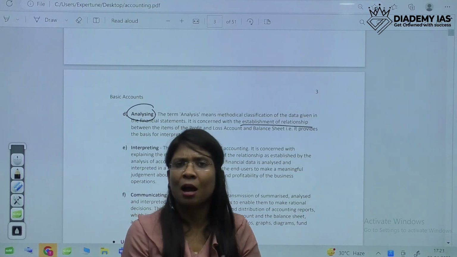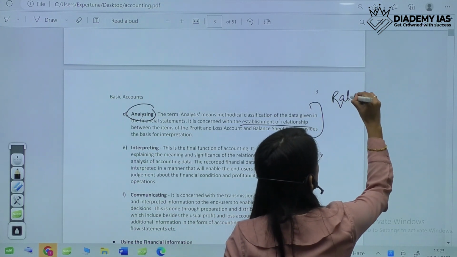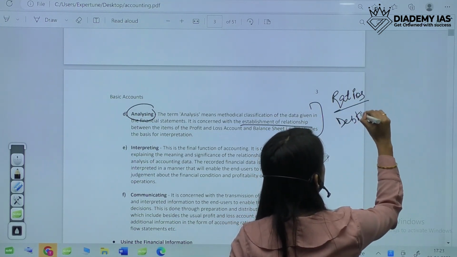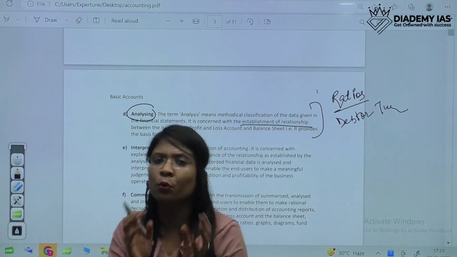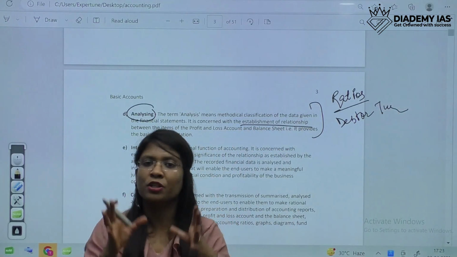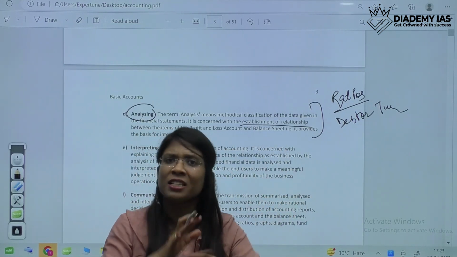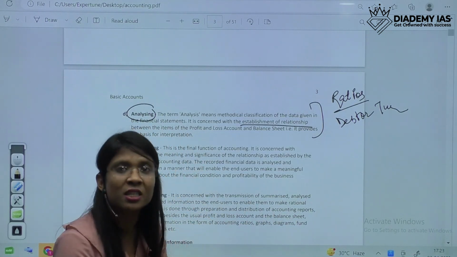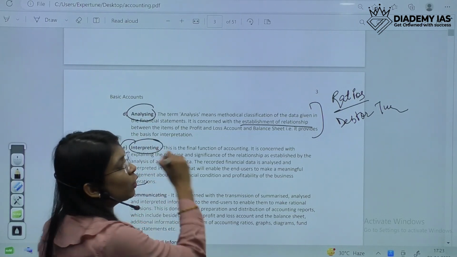So what do we do for establishing a relationship? Generally, we go to ratios, like debtor turnover ratio, current ratio. If we go to the ratios, then we'll be able to establish a relationship. But that relationship itself is not sufficient. We have to come to a conclusion. We have to go to the results. To go to the results, we have to interpret those results.